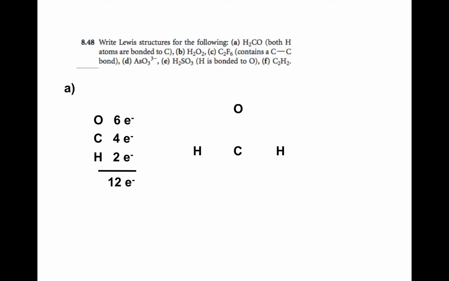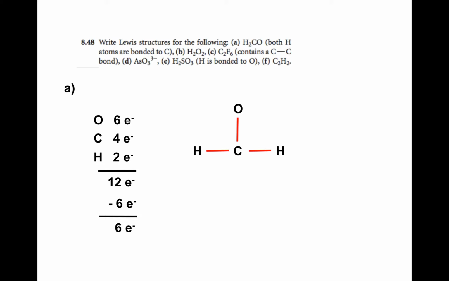Step 3, bond everything together. Each bond is a shared pair of electrons, so 2, 4, 6 electrons to bond all of these atoms together. The red lines represent 2 electrons apiece, a bonded pair. So that step is done. Now, with the remaining electrons, you want to complete as many octets as possible, getting 8 electrons around as many atoms as possible.